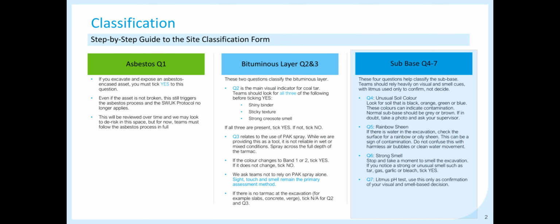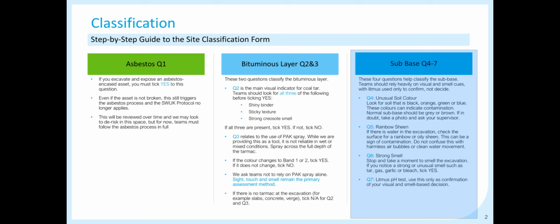The final section covers the subbase, questions 4 to 7. These questions help identify contamination in the lower layers. Teams should rely mostly on what they can see and smell, with the litmus test only used to confirm what they already believe. Question 4 looks for unusual soil color. If the soil is black, orange, green, or blue, that could indicate contamination. Normal subbase should be grey or brown. If you're unsure, take a photo and check with your supervisor.